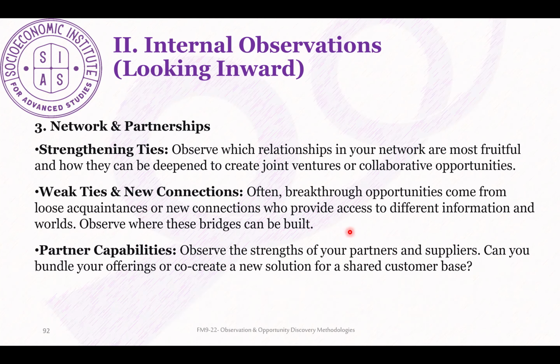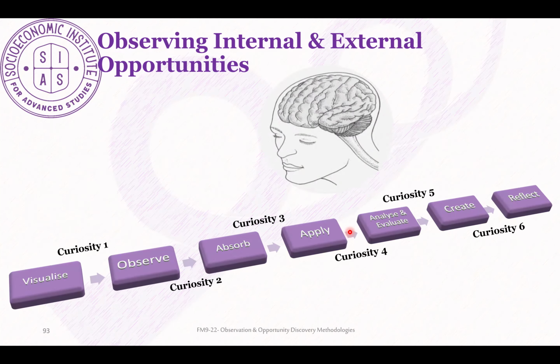Now, the other thing of internal observation can be on partner capabilities. For example, to observe the strength of the community partners and the suppliers, and whether the community can bundle these offerings or create a new solution for a shared customer base. Therefore, observing internal and external opportunities can help us to build curiosity at different levels.